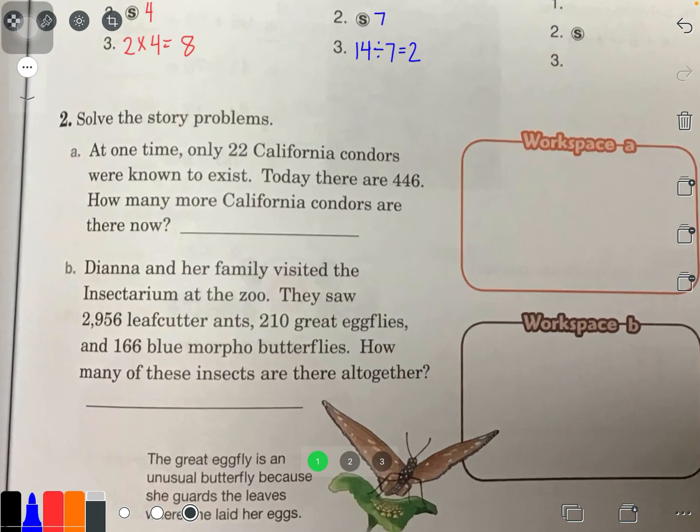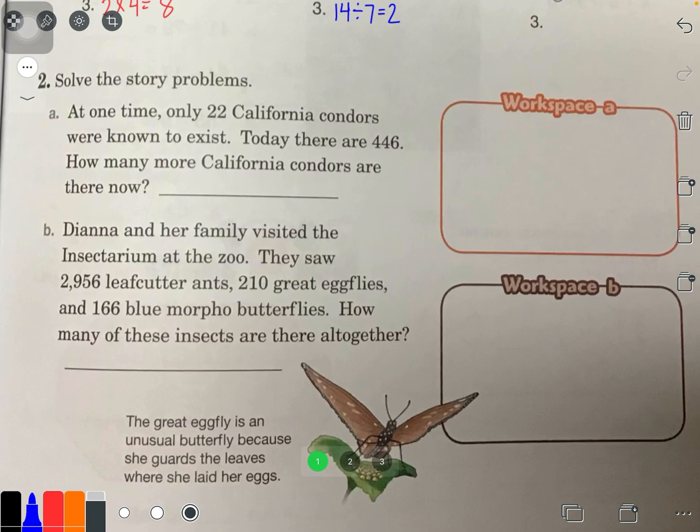Let's focus now on number 2. At one time, only 22 California condors were known to exist. Oh, wow. Today there are 446. Oh my, that went up big. How many more California condors are there now? So when it asks how many more, I have to subtract. So I'm going to do 446 subtract 22.